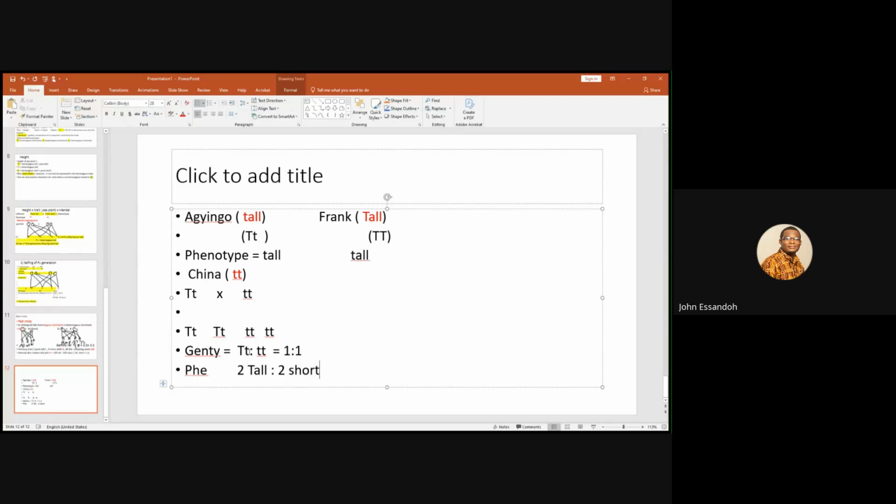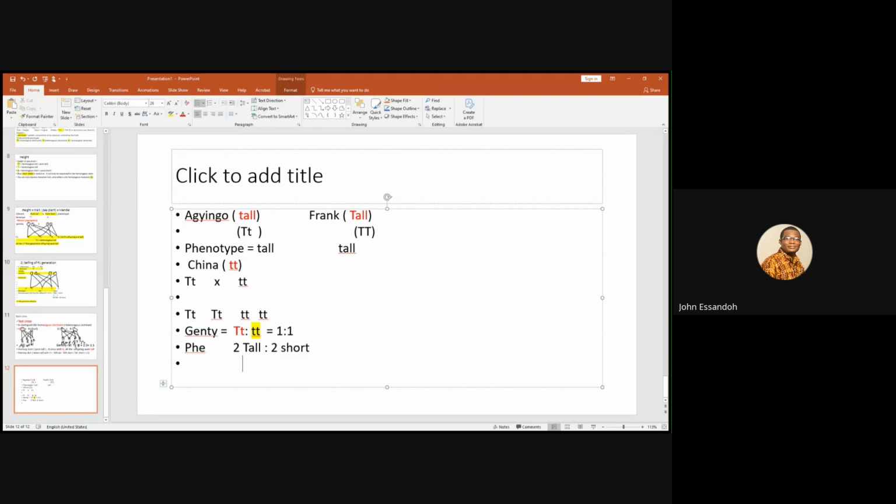Like that. This is tall. And this is short. Which is also the same as 1:1. So phenotype is what you will see. So Ajingo, being heterozygous tall, can give birth to a short child.